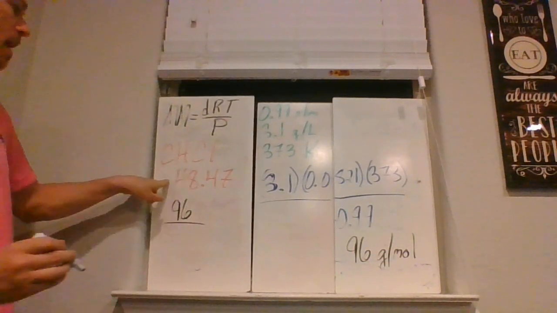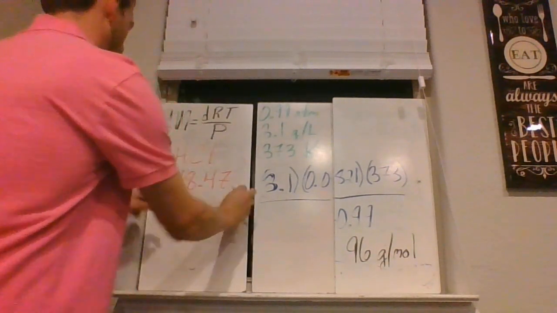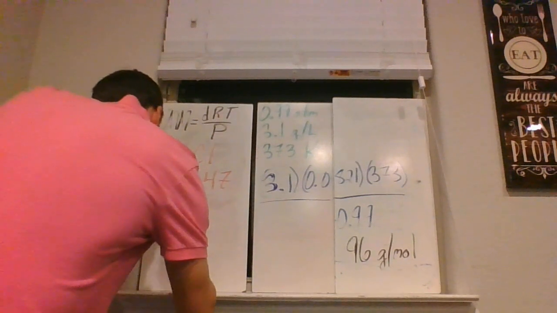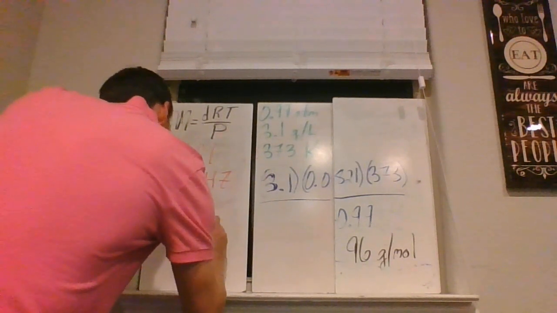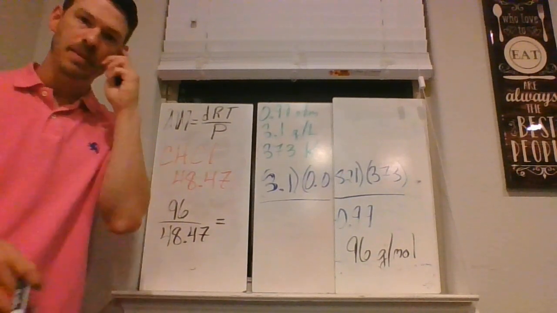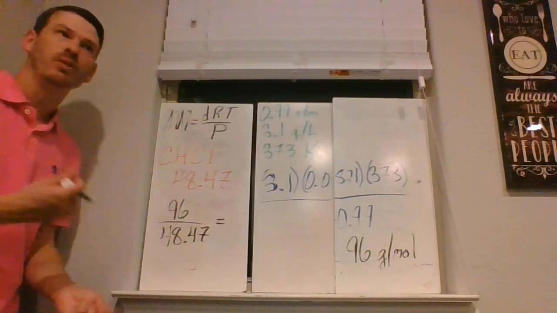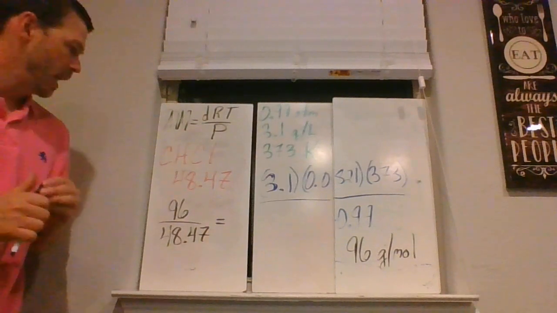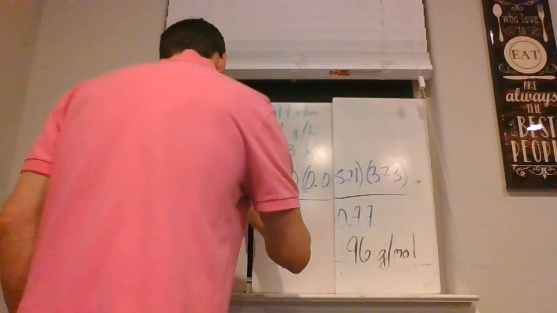divide it by the mass of the empirical. Whiteboard's going to break. All right, and here's where you'll always get a whole number. Sometimes it's like 0.9999 or 1.0001 or whatever, but in this case, you're going to get a whole number of 2.